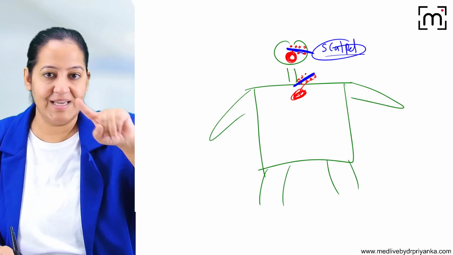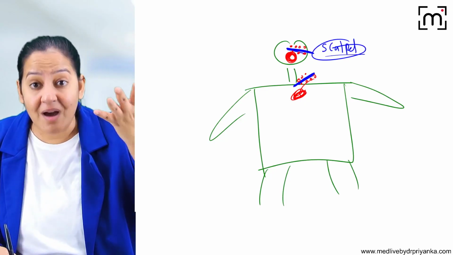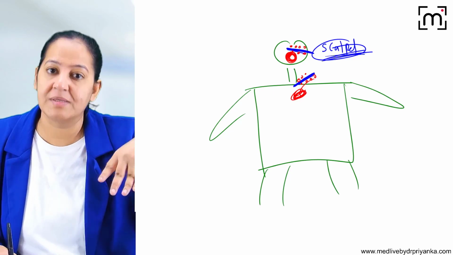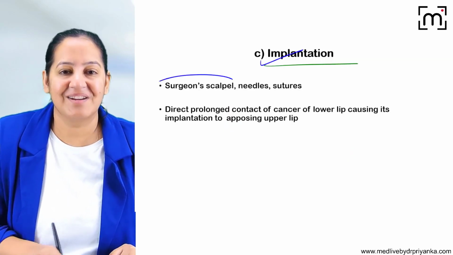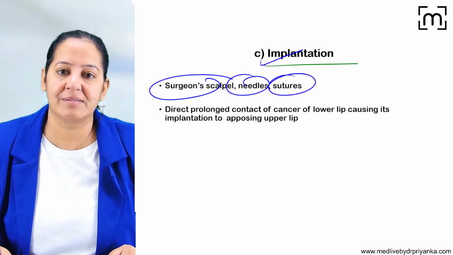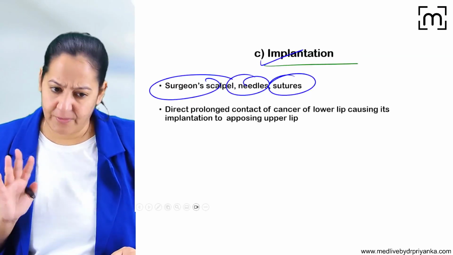It is not through lymphatics, not through CSF, not through blood. It is the scalpel of the surgeon which is transmitting the tumor cells from one side to another in the same patient. So it can be implantation. Surgeon's scalpels, needles, sutures, sometimes it is like that. But it is rare, very rare.